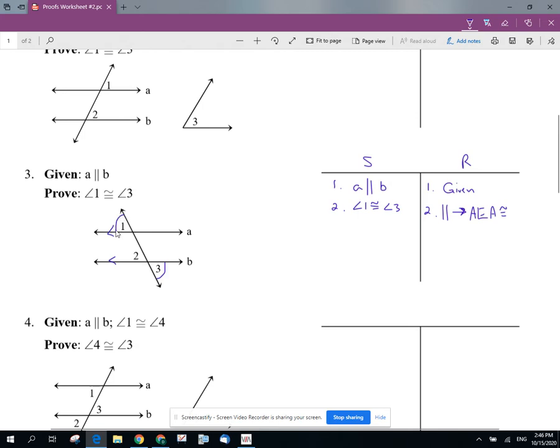And then 1 is on the other side of the transversal from 3. They are on the outside of the parallel lines. This is inside, this is outside, this is outside. Exterior, that is. Alternate exterior angles.